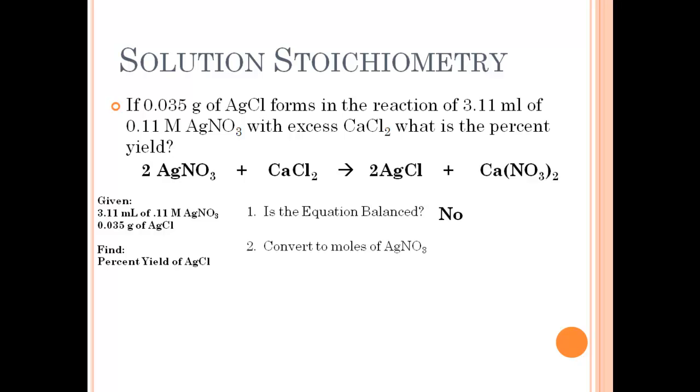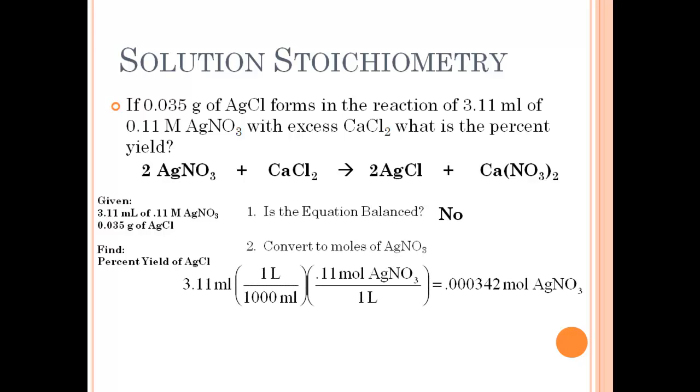Now that our equation is balanced, we need to convert to the number of moles of silver nitrate. We're going to do this by using the volume of solution we have and the molarity of that solution. So we're going to take the 3.11 milliliters, convert it to liters, and then using the molarity, which is moles per liter, we can calculate that we're going to have 0.000342 moles of silver nitrate.